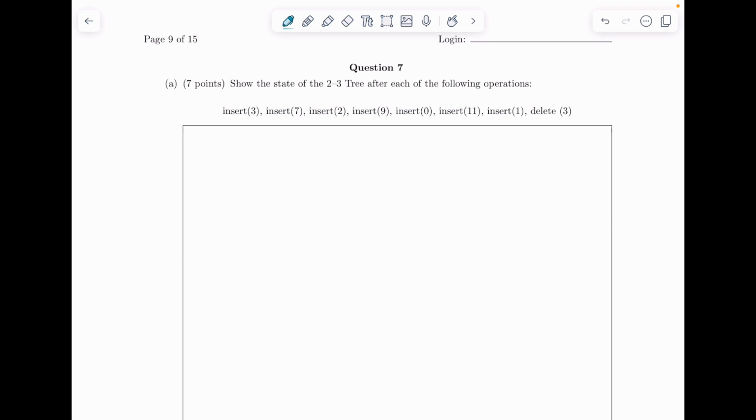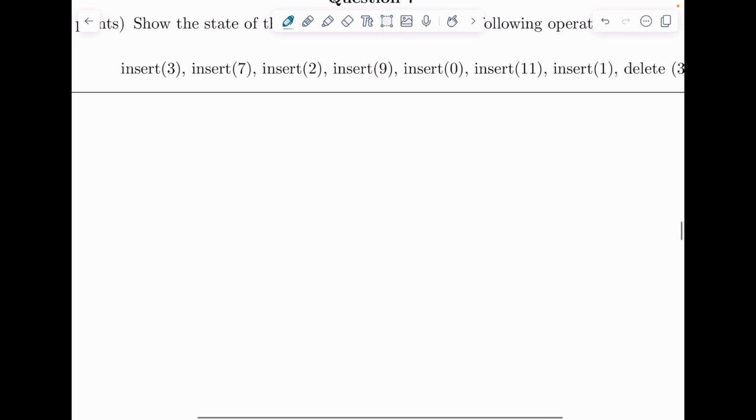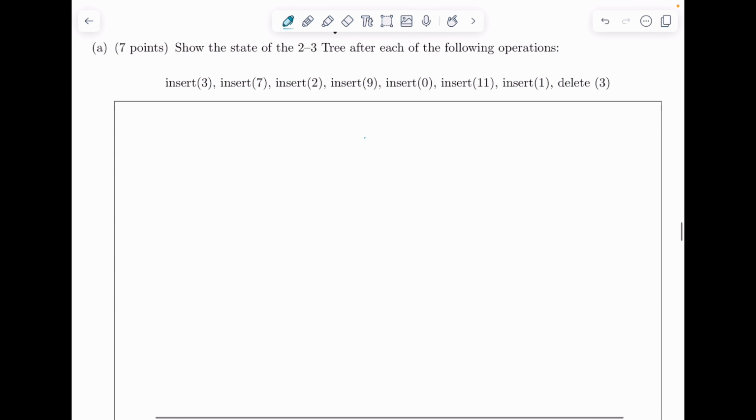Question 7. We're just building a big 2-3 tree. Are you ready? Let's do this. First off, we are going to insert 3. So we're just going to spawn the tree with a root of size 1. Cool. So now we're going to insert 7. Based off of 2-3 trees, a node can either have 1 or 2 keys in it. So we're just going to smush this 7 inside of that root there.